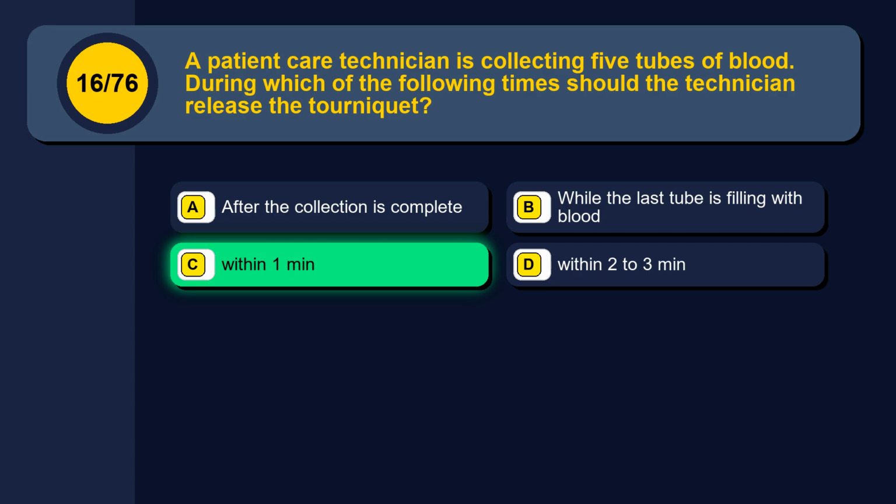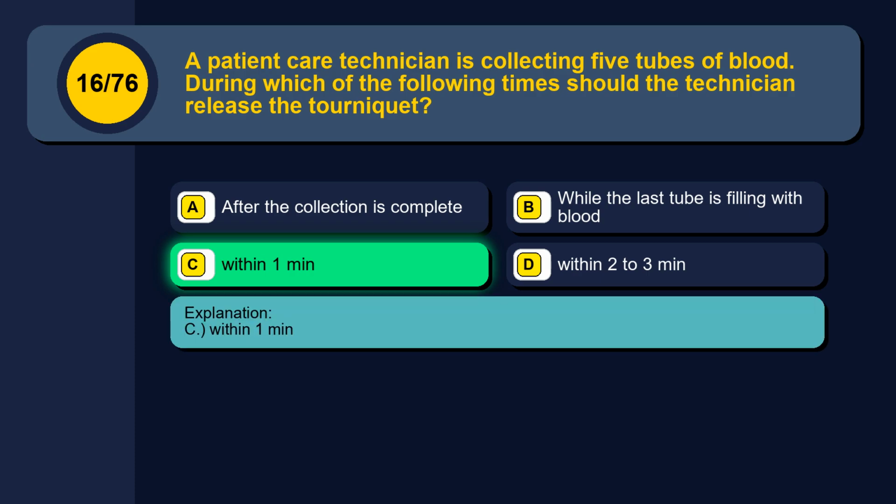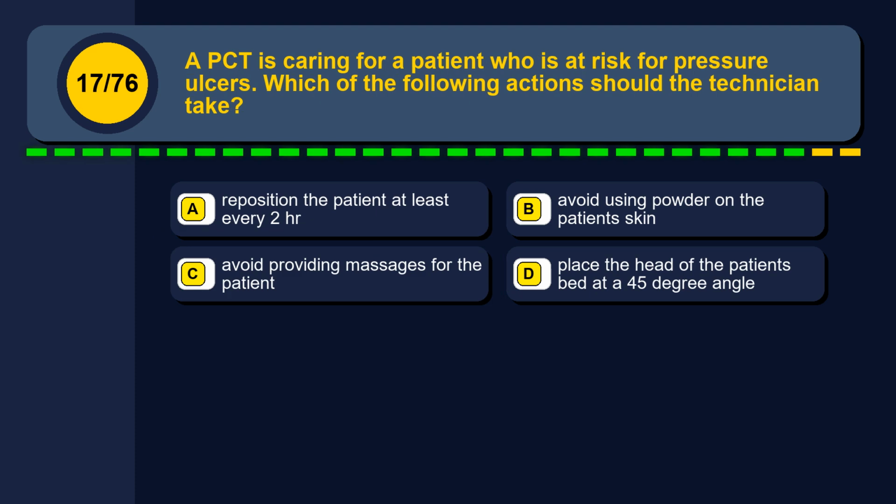The correct answer is option C, within 1 minute. Question 17. A PCT is caring for a patient who is at risk for pressure ulcers. Which of the following actions should the technician take? Option A, reposition the patient at least every 2 hours. Option B, avoid using powder on the patient's skin. Option C, avoid providing massages for the patient. Option D, place the head of the patient's bed at a 45-degree angle.